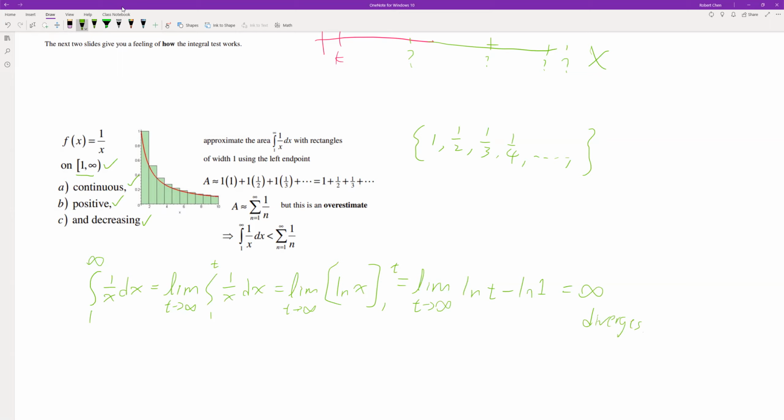And since we know that this thing is smaller than the sum that we're looking at, we can say that the series, the infinite sum of 1 over n, diverges. This special series has a name. If you're adding 1 over n, this is called the harmonic series, which we'll look into in more detail in the next section.